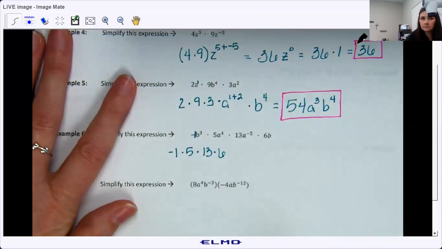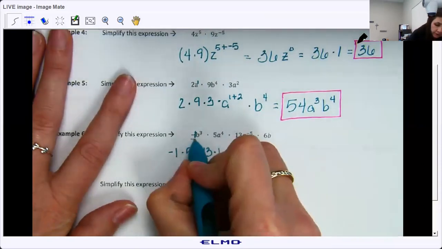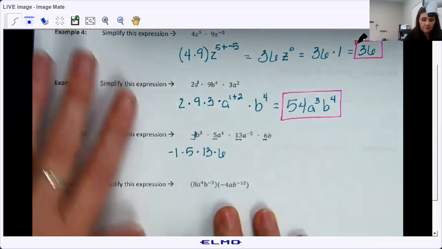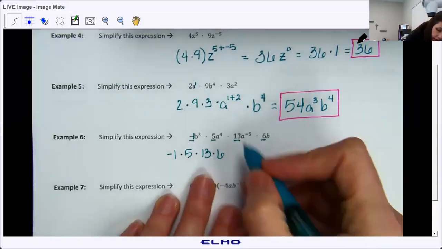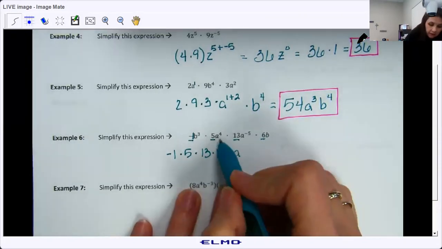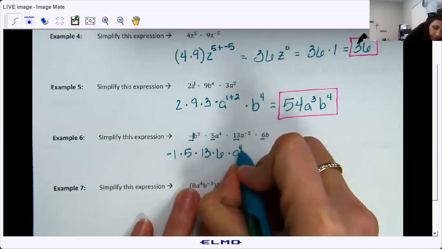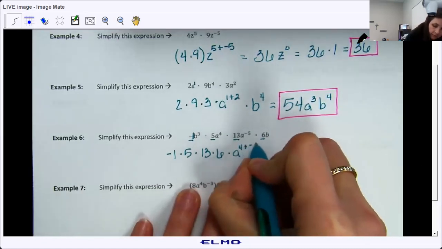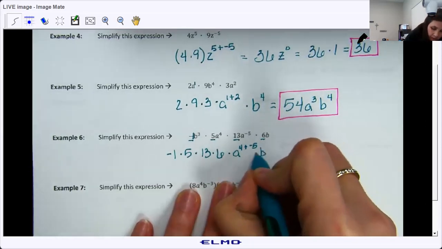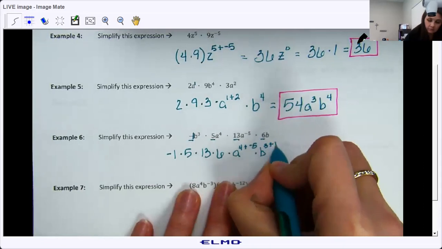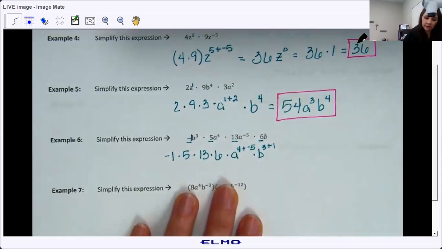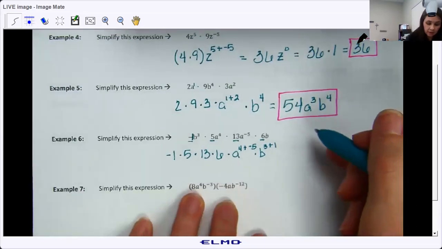I'm confused. You're taking all of your coefficients and multiplying them together. Oh, cool. Okay, and then my variables, I have A's and B's, so I always start with the first letter of my alphabet. So I have a to the 4th plus a negative 5, and then I have b to the 3rd plus 1. It's a big old line of stuff, and you might set yours up a little differently, and that's fine.